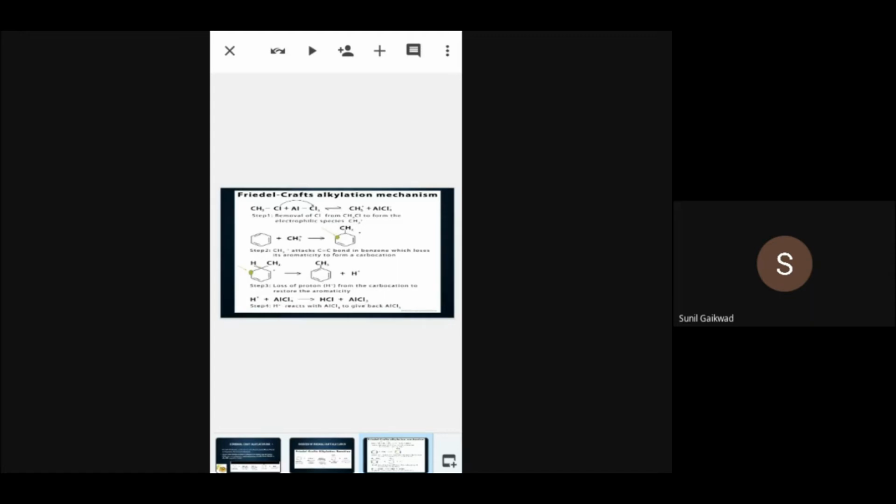Now I think you are all familiar with a term called aromaticity. There is a formula known as 4n+2. I'll explain that formula on the next slide, how we consider anything as aromatic.